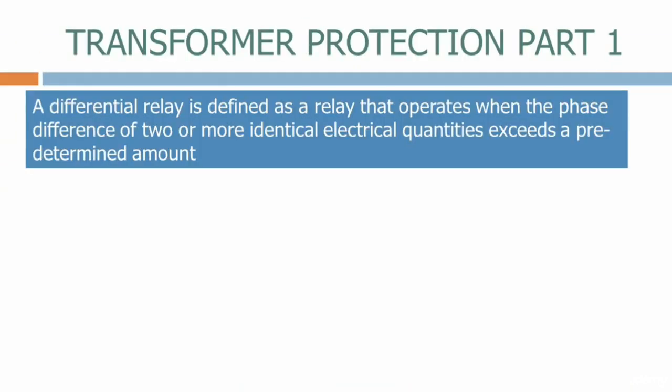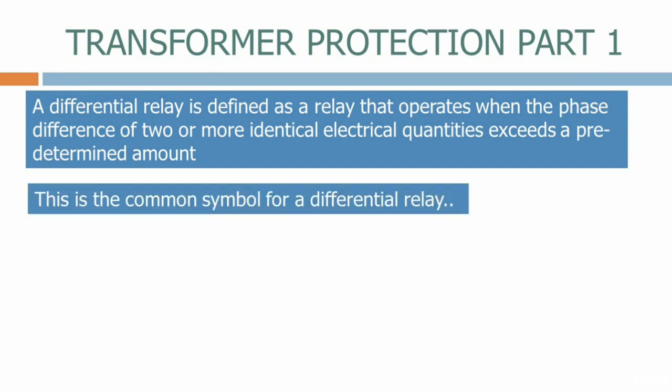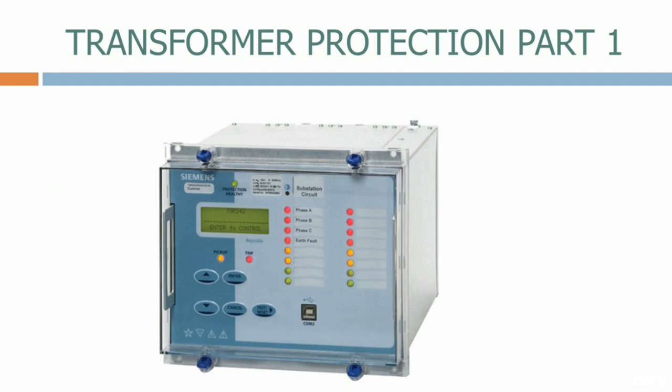A differential relay is defined as a relay that operates when the phase difference of two or more identical electrical quantities exceeds a predetermined amount. This is the common symbol for the differential relay. And here's an actual relay. Most modern relays are multifunction and not only contain the differential relay element, but also the transformer alarms, indicated by the LEDs.